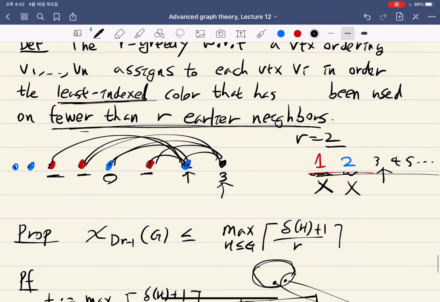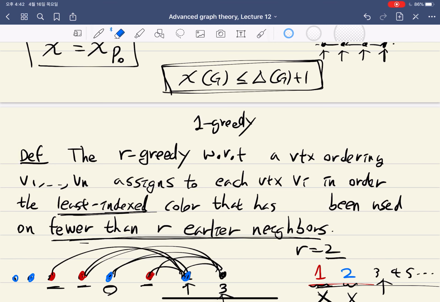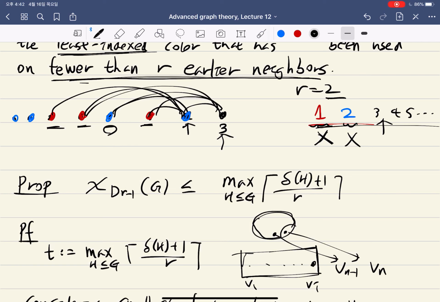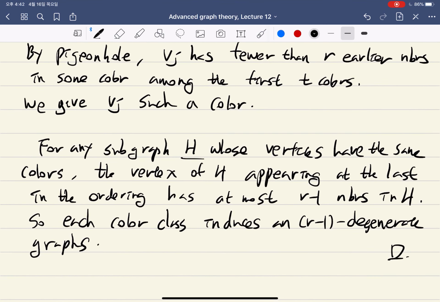So the argument for finding the upper bound delta plus 1, this greedy algorithm, actually generalizes to this degeneracy coloring, d sub r coloring. So today we finish here, and next time we learn more about the other colorings.